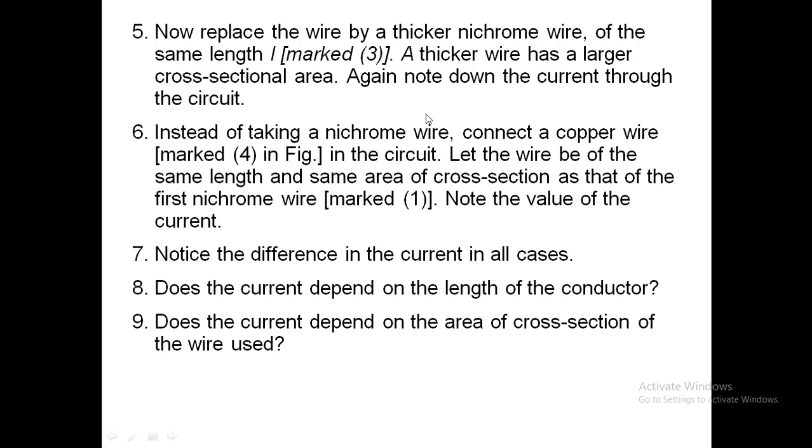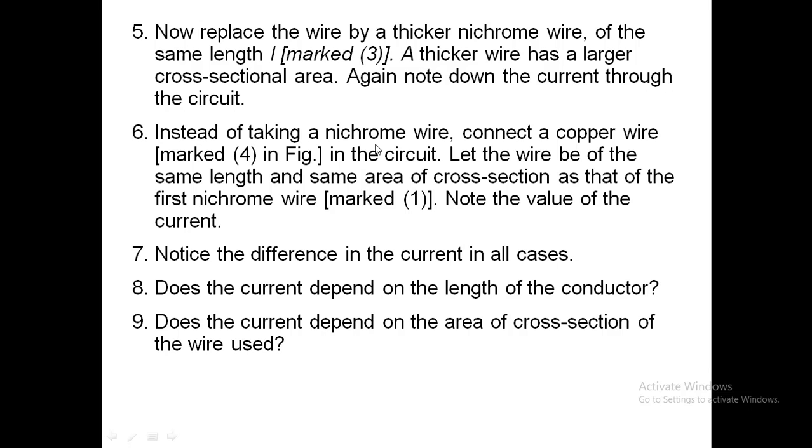Now replace the wire by a thicker nichrome wire of the same length, mark it 3. So connect the third wire now by removing the second one. A thicker wire has a larger cross-sectional area. That means the difference between the first wire and the third wire is the cross-sectional area. Again note down the current through the circuit.